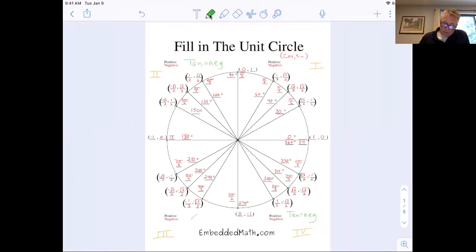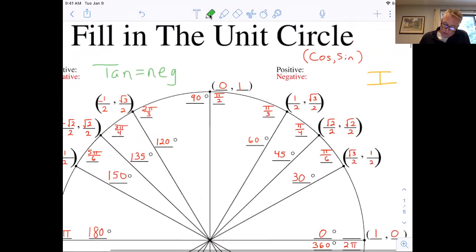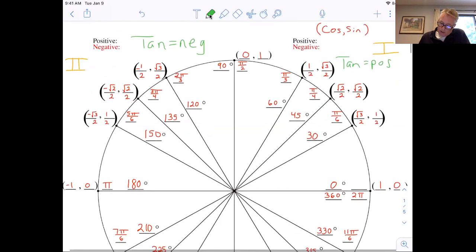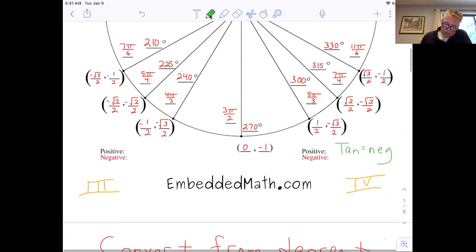So you can remember that the tangent is negative in the second and fourth quadrants. The tangent is also positive in the first and third quadrants. And the reason the tangent is positive in the first quadrant is because you have a positive divided by a positive, as opposed to in the third quadrant, where the tangent is also positive because you have a negative divided by a negative.